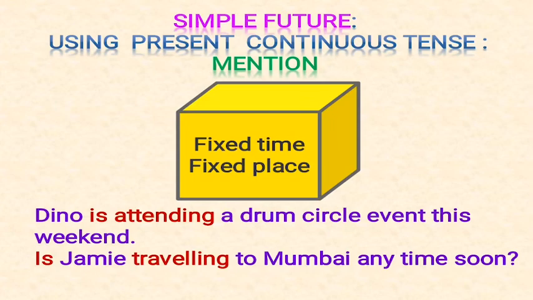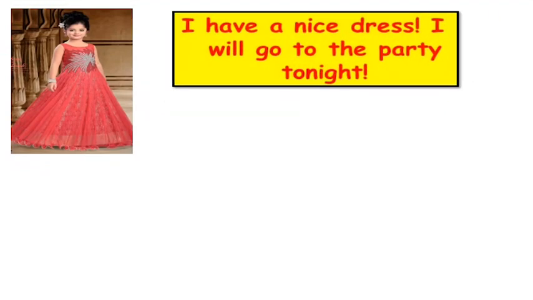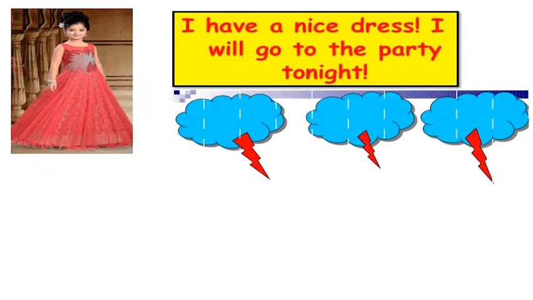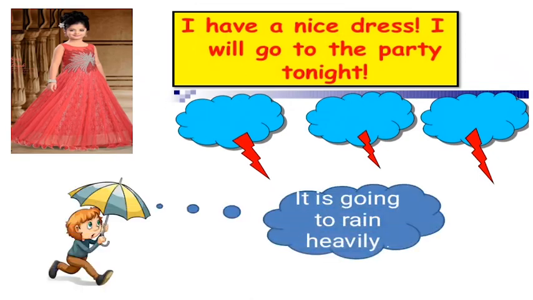Okay, so now that the simple future is clear, we will have a look at a few examples. I have a nice dress. I will go to the party tonight. So, will go is the simple future form of the verb. Yes, looking at the lightning and hearing the thunder, the boy predicts that it is going to rain heavily. So, is going to is also the simple future form of the verb.